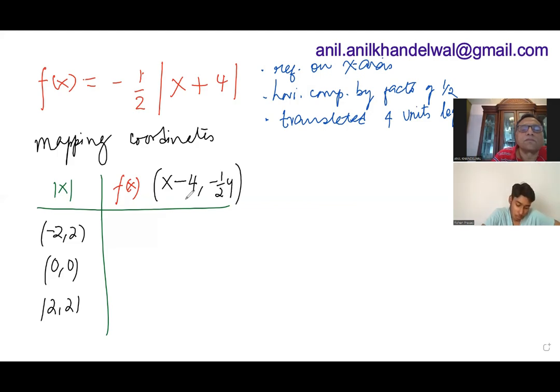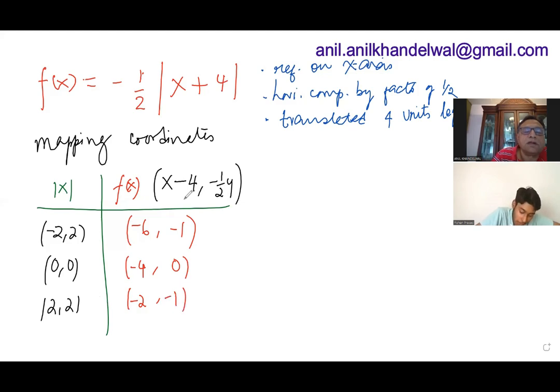Correct? That is the transformation, right? Yes. So the new points will be, the x values will subtract 4, so you get minus 6, minus 4, subtract 4 will give you minus 2. The y values will be negative half times the original values. So negative half of this will be negative 1, 0, and this will be positive 1, again negative half of 1, negative 1 half. Is that clear to you?